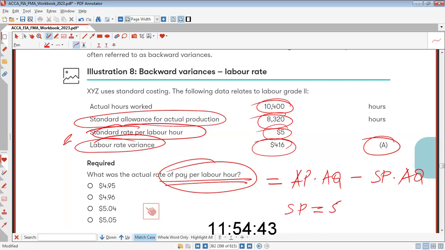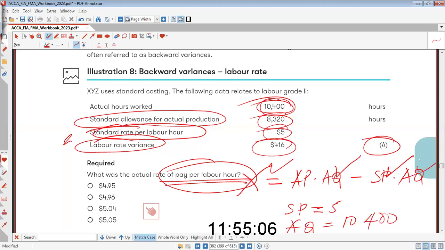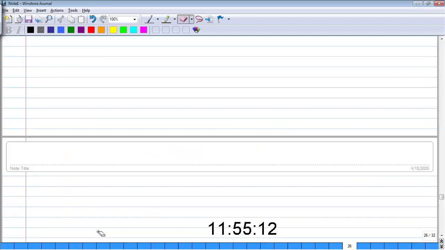Then actual hours worked, AQ, is 10,400. Can we work out this now? If I call this X, we have this, we have that. So that means we only have one missing variable. Are you seeing that?